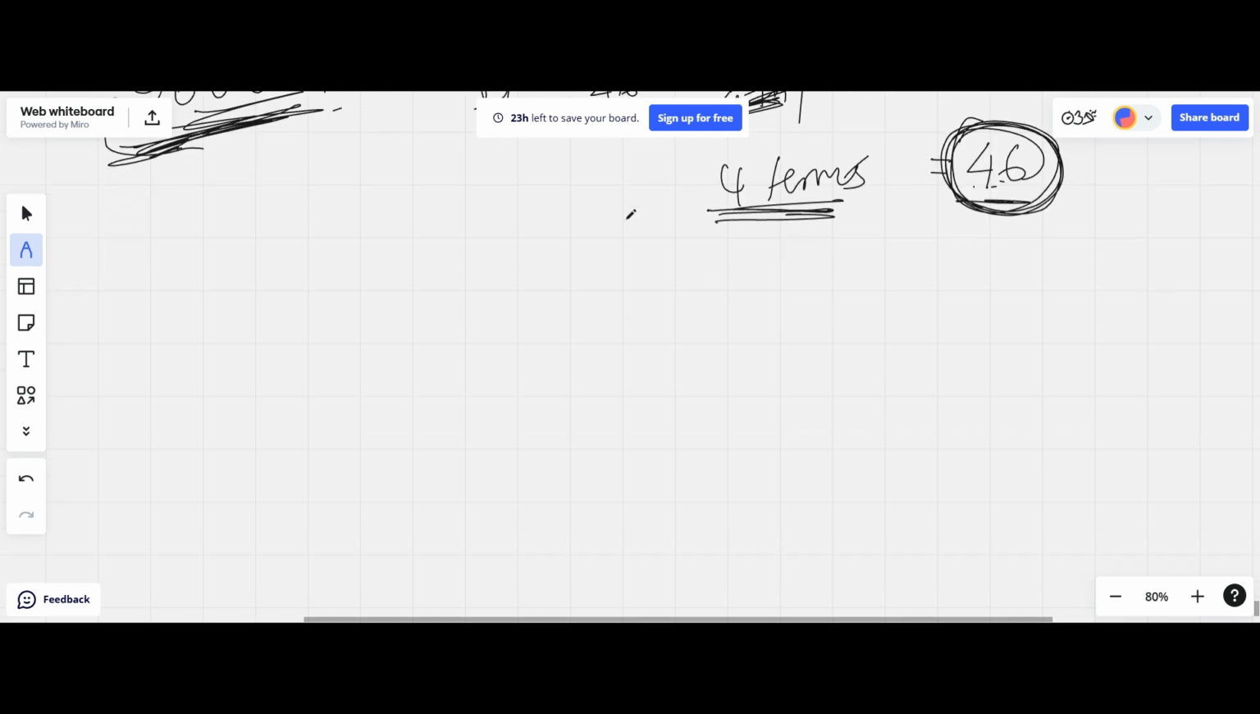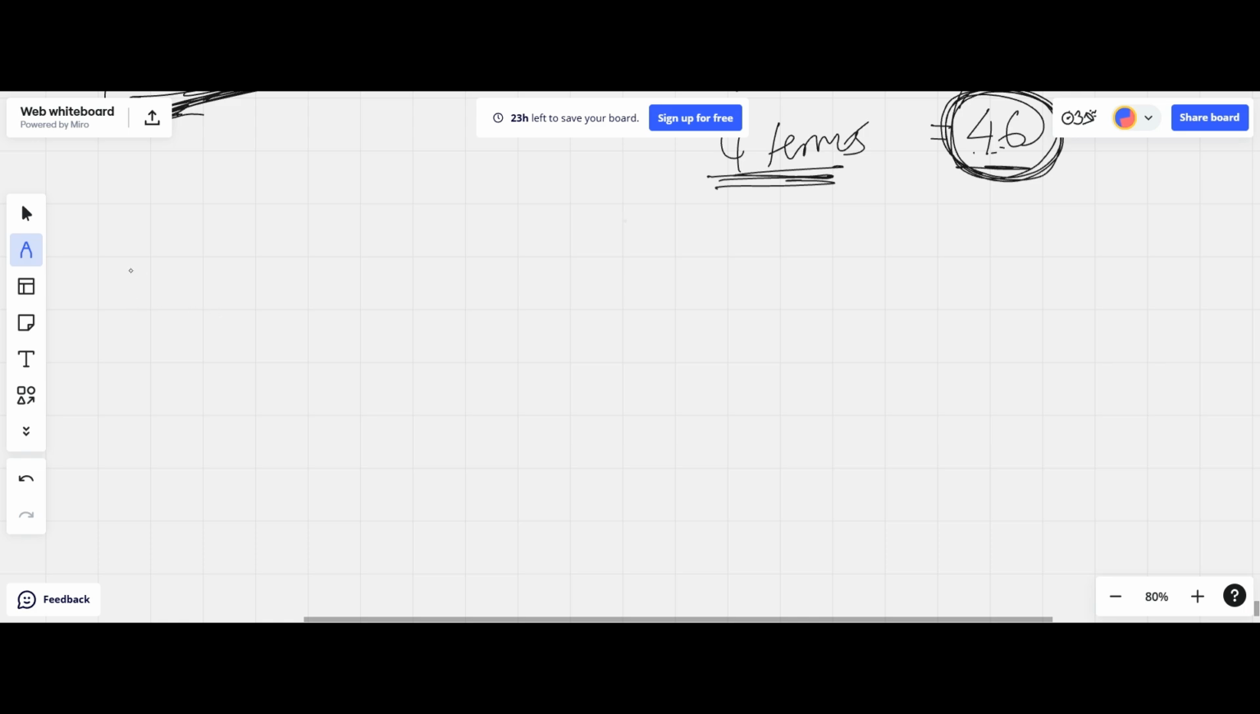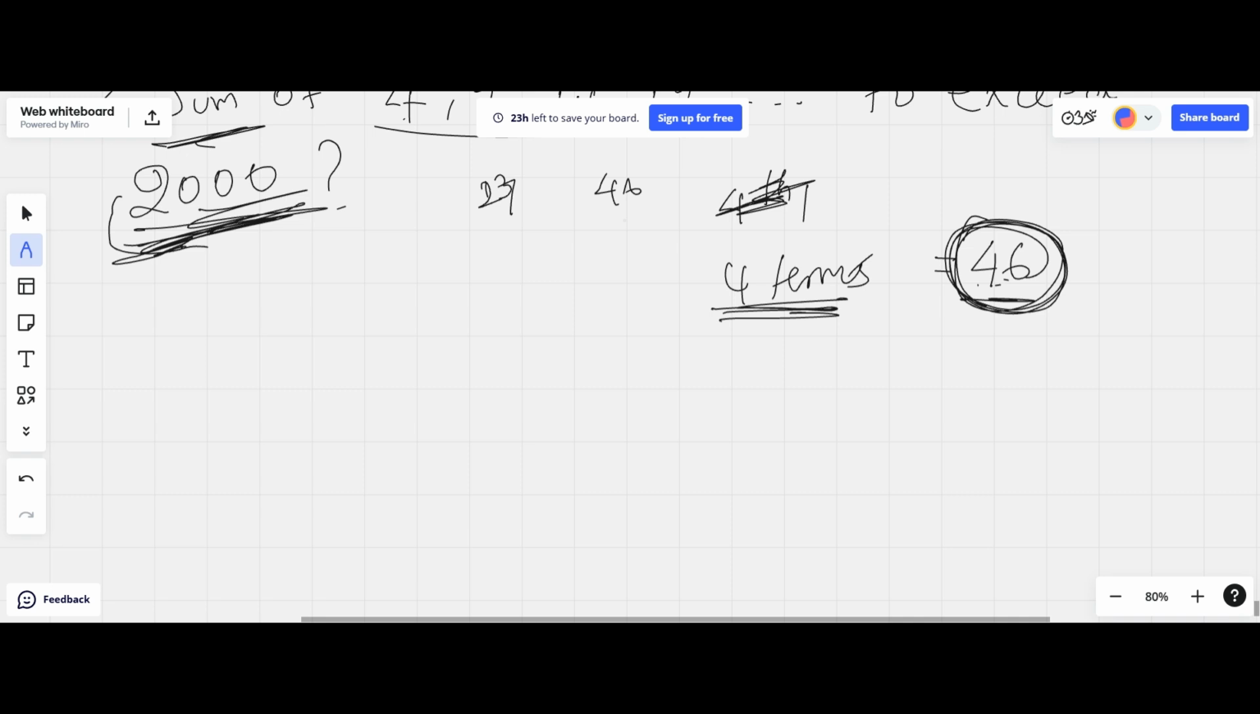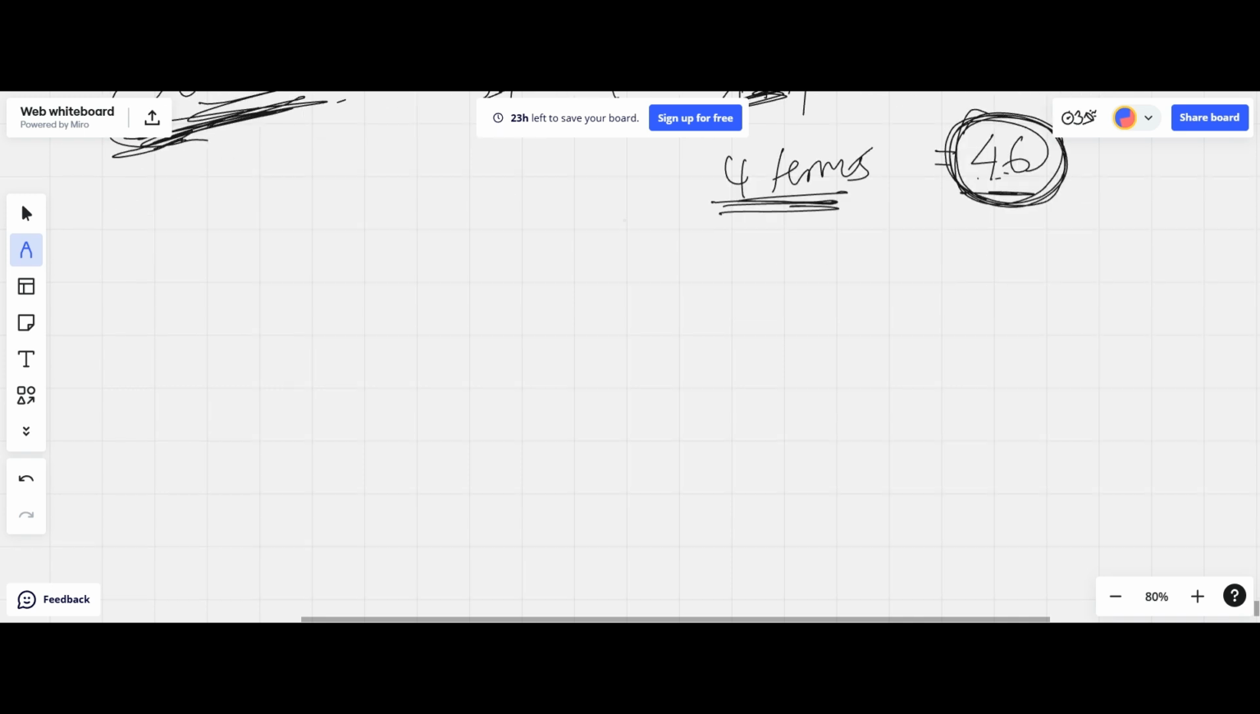So how to do this? What are they asking? The sum needs to exceed 2000, but let's take it as equal, around 2000. So the sum needs to be equal to 2000. First of all, we'll write the equation for the sum.